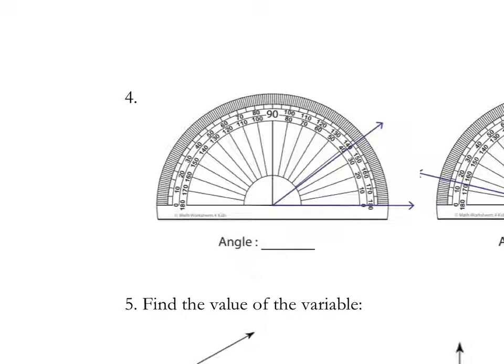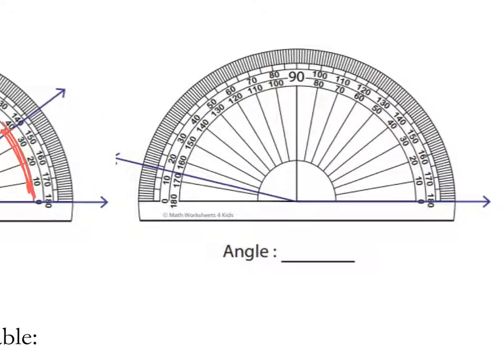Question 4, we're just finding the measure of this angle. It's the blue one. Looking at it, I know it's acute, so I'm going to be looking at these inside numbers here. It looks like it's right at 40, maybe 1 tick less, so we're going to call that 39 degrees. For this one, looking at my second one, this angle looks obtuse. I'm still looking on the inside numbers. It looks like it's between 170 and 160, so I'm going to call it about 165 degrees.